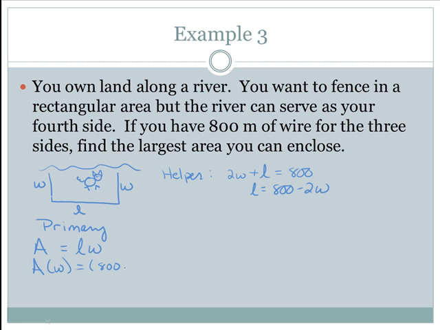So if I solve this for L in terms of W, I get 800 minus 2W. So my area is 800 minus 2W times the W, which gives us 800W minus 2W squared. A lot of what is done in calculus do end up being quadratics, but not always by any means. And now, getting into a routine here, we find the derivative, which would give me 800 minus 4W. We set it equal to 0.